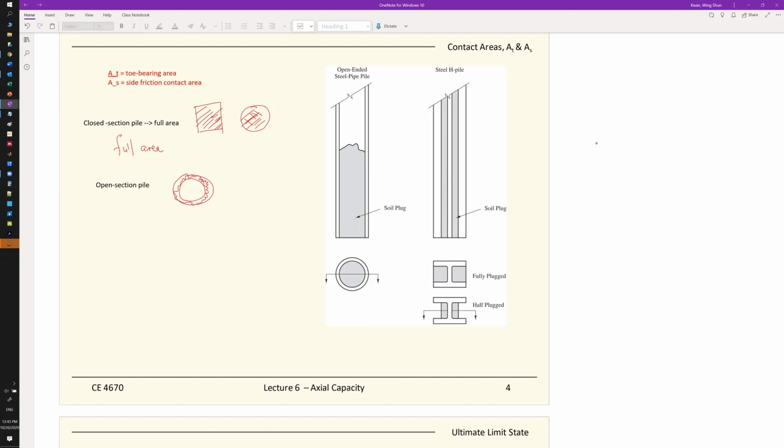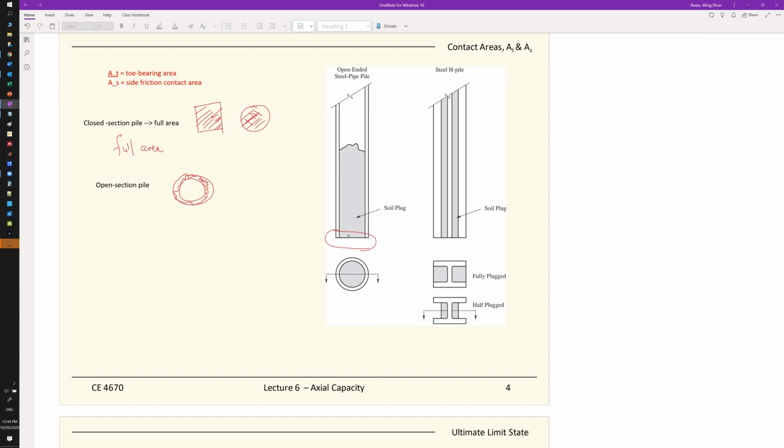For the toe bearing, you can actually consider the open areas too, because what happens is with those open-ended steel piles, when you drive the piles into the ground, you will create a soil plug, and the soil plug here may give you a full contact area. This is important because for toe bearing, the contact area is the key to the bearing capacity. If the soil plug gives you full contact and you are not accounting for it, you end up over designing. You will waste a lot of money on the project.